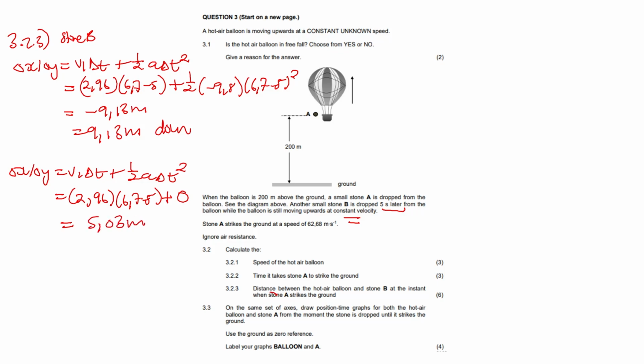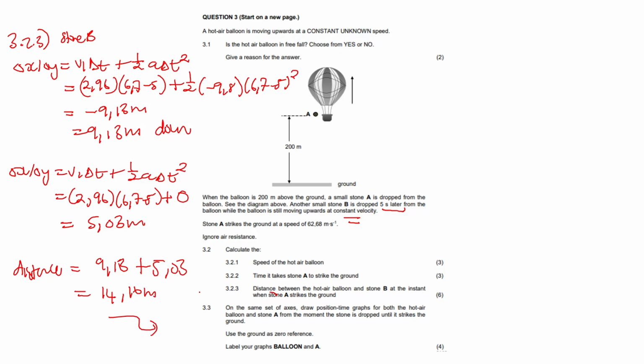So now we can calculate the distance between the hot air balloon and stone B at the instant that stone A strikes the ground, right? So you can just write distance between hot air balloon and B. So I'm just going to write distance. It will then be the 9,13 plus the 5,03, and that is going to be 14,16 meters. That is their distance when A strikes the ground. Not too bad.